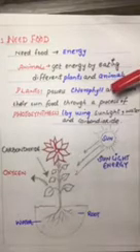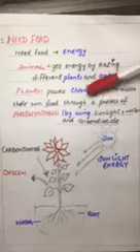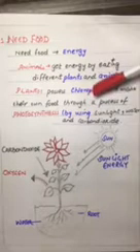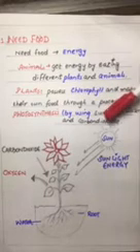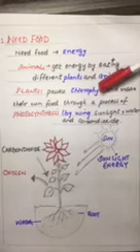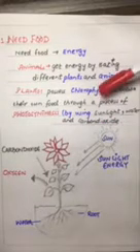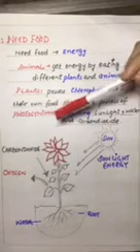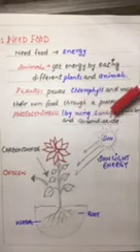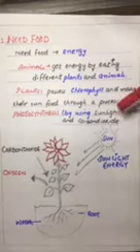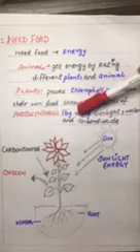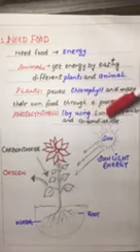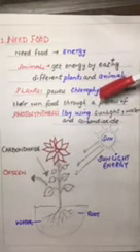Plants have what? Chlorophyll. The function of chlorophyll, as I told you in the previous lecture, is to trap the sunlight energy from the sun and help the plant make food by the process of photosynthesis. So what are the raw materials for photosynthesis? Sunlight energy, water and carbon dioxide. So photosynthesis is a process in which plants make their own food by using sunlight energy, water and carbon dioxide, and also in the presence of chlorophyll.